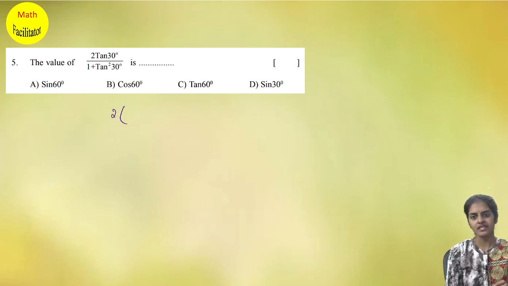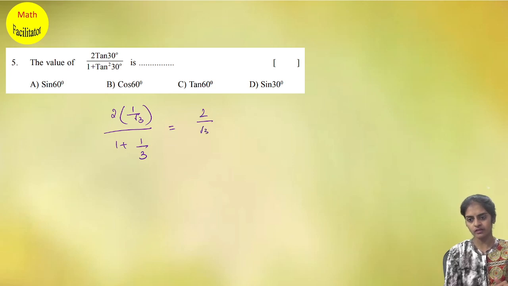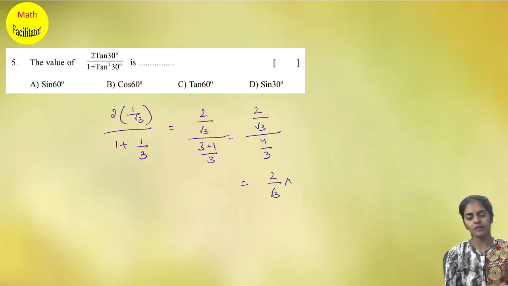Next question. Find the value of 2 tan 30 by 1 plus tan square 30. Your textbook question. So tan 30 is 1 by root 3, and 1 plus tan square 30 is 1 plus 1 by root 3 whole square, so it will be 1 plus 1 by 3. So this is 2 by root 3 divided by 4 by 3. The 4 by 3 will be reciprocal when it goes to the numerator. 2 ones are 2, 2 twos are 4, so root 3 by 2.